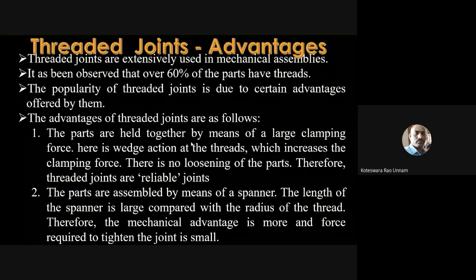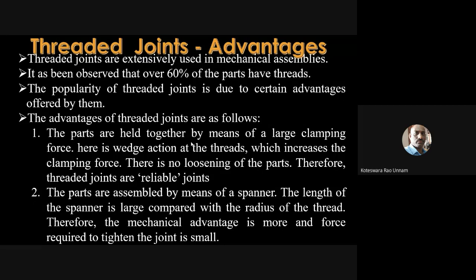The second one is the parts are assembled by means of a spanner. Here the length of the spanner is large compared with the radius of the thread. Therefore the mechanical advantage is more, and the force required to tighten the joint is small. Like I already told, if you want to increase the clamping force, you need to tighten the nut, and the tightening of the nut takes place by means of a spanner.